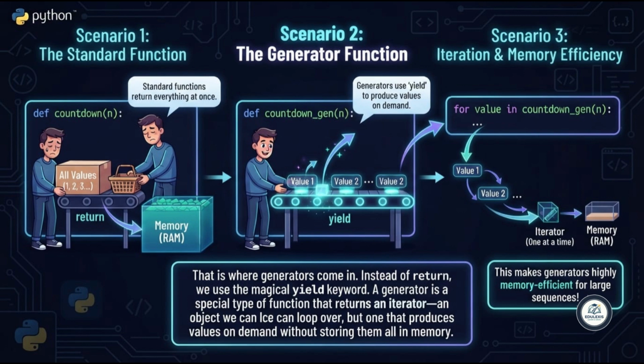Instead of return, we use the magical yield keyword. A generator is a special type of function that returns an iterator, an object we can loop over, but one that produces values on demand without storing them all in memory.